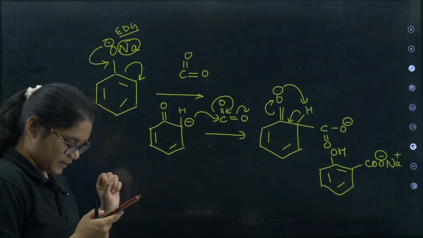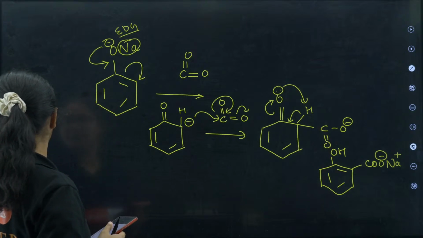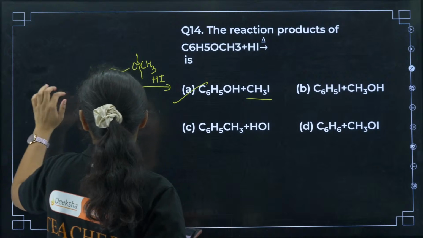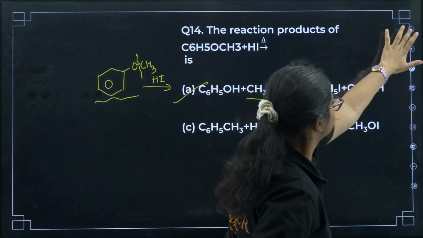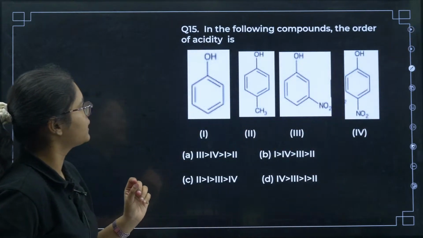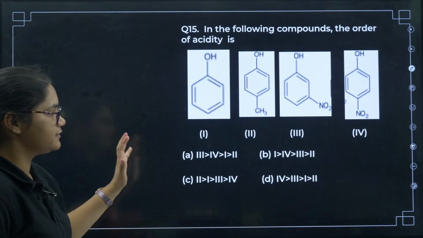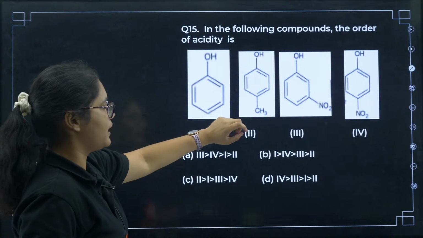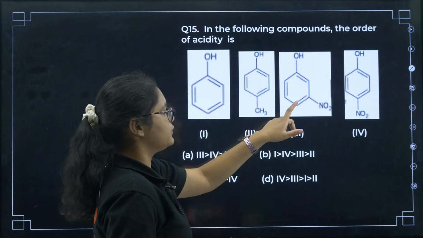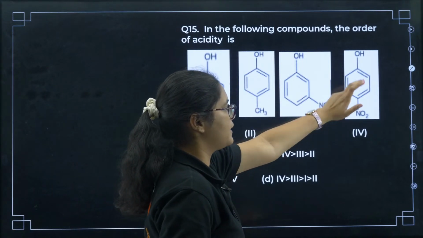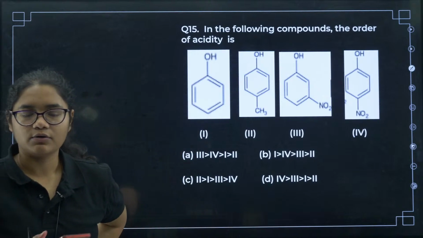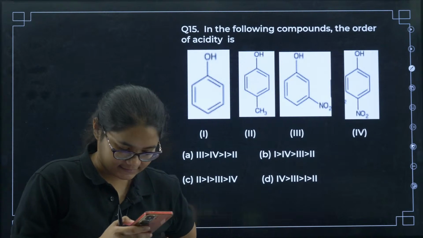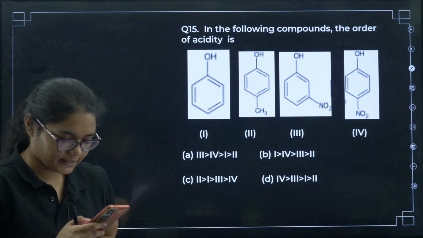Okay, fine. Now let us move to the next question. Yes, question number 15. In the following compounds, the order of acidity. Again, a very similar question based on acidity. You have phenol, para-methyl phenol, meta-nitrophenol and para-nitrophenol. Acidic order, all of you can guess, I think. Students, can you answer this question quickly?